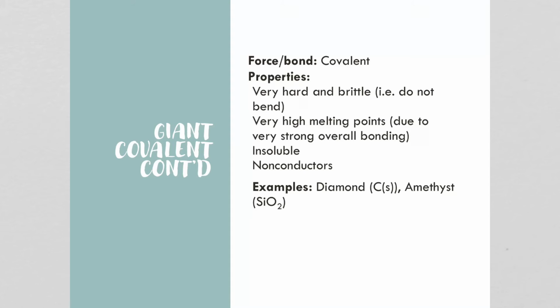So the force of bonding in this type of compound are covalent bonds. So they're very hard and brittle, so they don't bend. They have very high melting points because of that very strong overall bonding, because instead of using intermolecular forces to hold them together, they're actually bonding with each other covalently. They're insoluble, they won't dissolve in water, and they're non-conductors. So some examples would be diamond or amethyst, silicon dioxide.